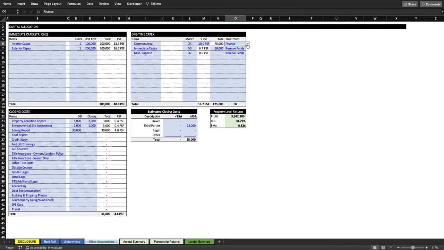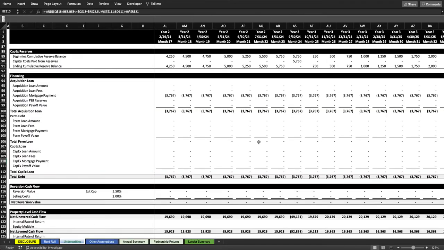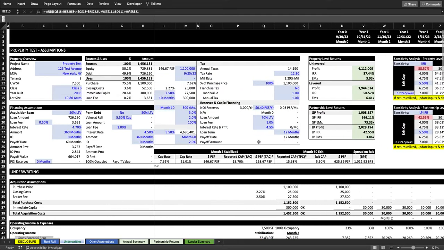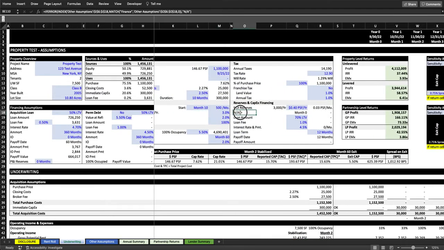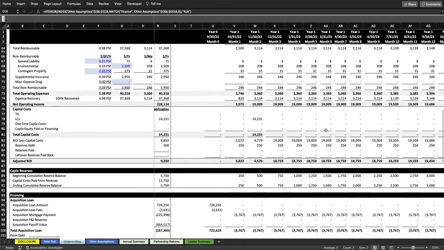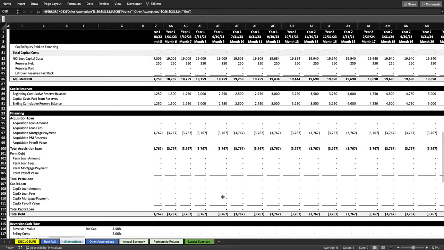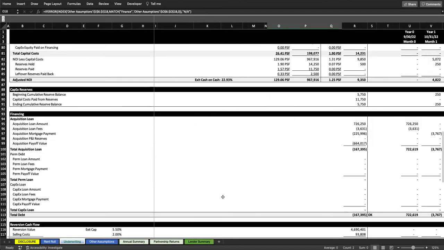Go back to the other assumptions. If you turn this back to reserve funds, you'll notice we have no CapEx coming from the loan anymore. So if you go to underwriting, you'll notice that reserve is now not applicable because you don't have any CapEx that you're financing. So it's month 0. And if you come down to this CapEx section, there's nothing there anymore.